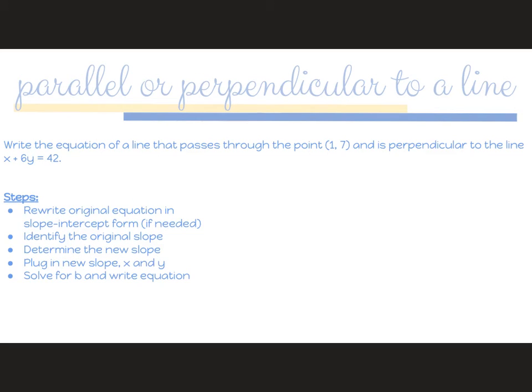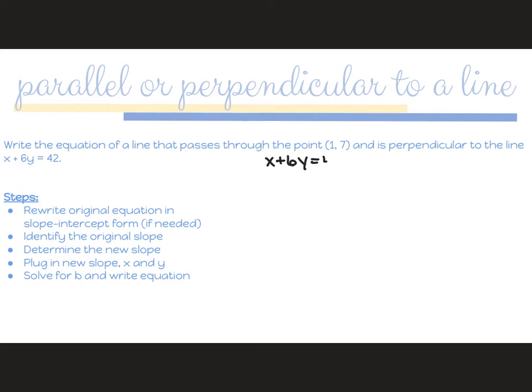Our last two examples are parallel or perpendicular to a specific line. So this example says write the equation of a line that passes through the point 1, 7 and is perpendicular to the line x plus 6y equals 42.